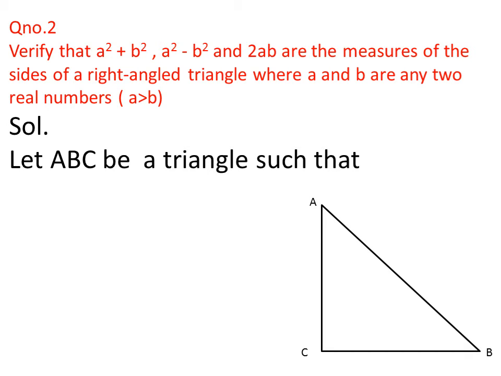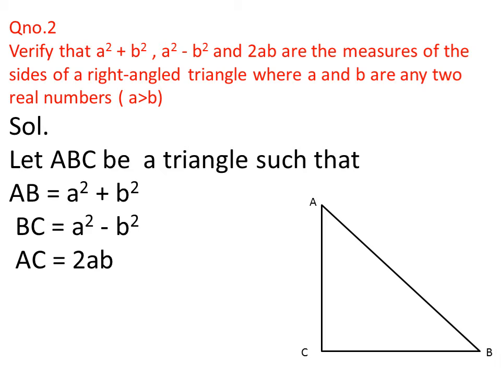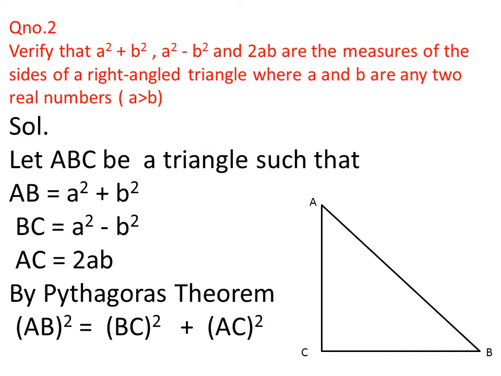First of all we write ABC is a triangle and the side AB equal to A square plus B square, side BC equal to A square minus B square and the third side AC equal to 2AB. Now we write Pythagoras theorem, which states that AB square equal to BC square plus AC square. Here AB is called hypotenuse, so we write AB square on the other side.